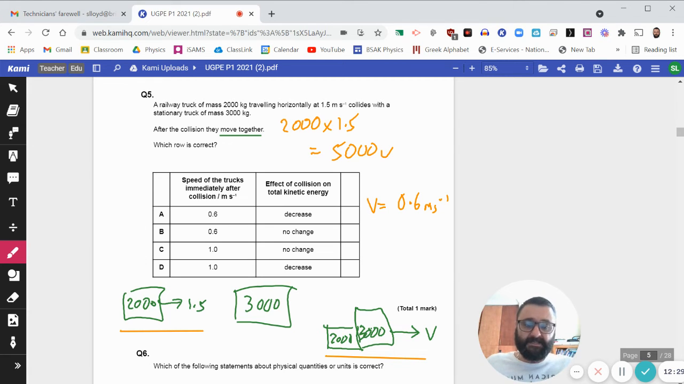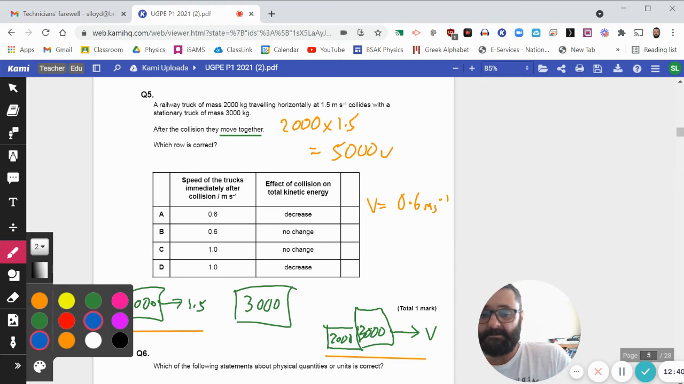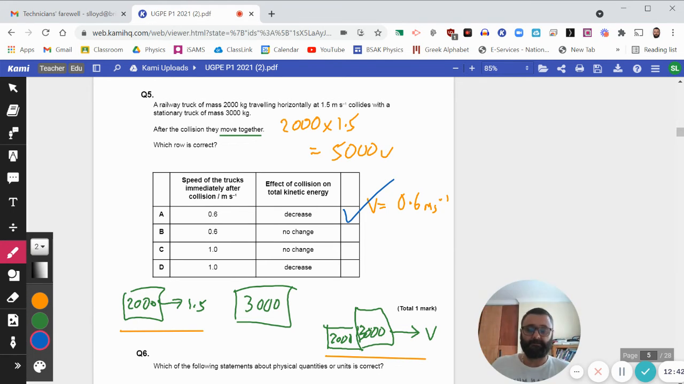Now, if something sticks together, it's an extremely inelastic collision. So kinetic energy must go down. So the answer is A. Okay. So that required a cheeky little momentum calculation, but also an understanding that if things stick together, then we lose kinetic energy. If things stick together, it's an inelastic collision.